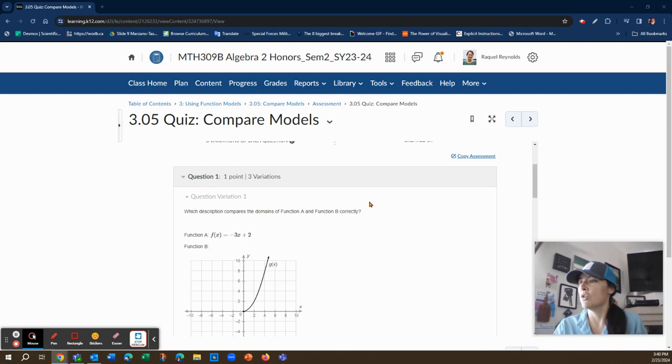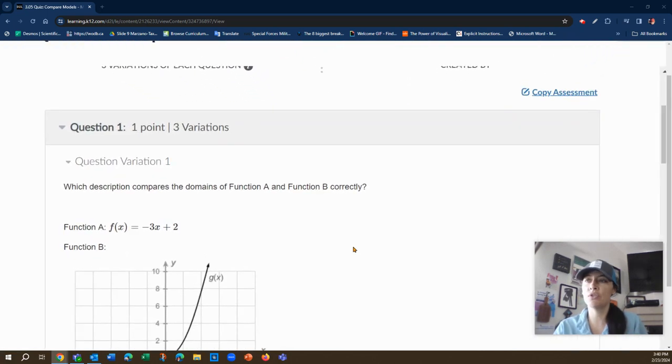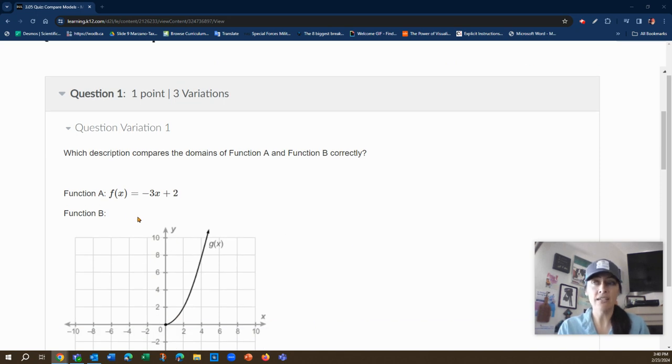Okay, so now we have two separate representations of a function. We have the equation, the math version, and we have a graph. Function A is f of x is equal to negative 3x plus 2. Function B is this graph, g of x.